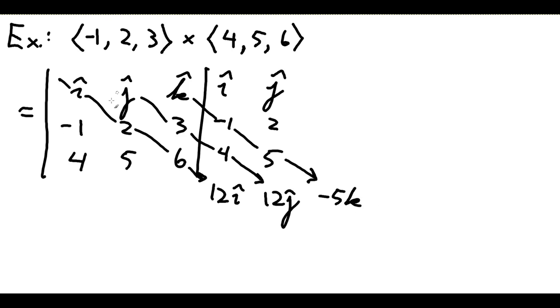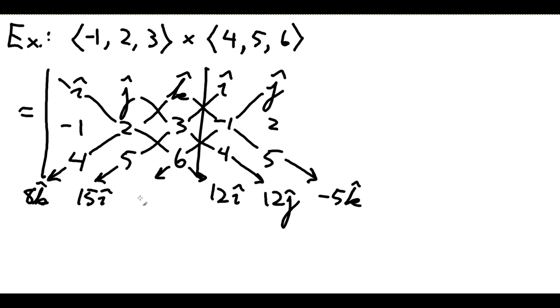For the back diagonals, we need the diagonals that are a full 3 terms. So we have k times 2 times 4 gives us 8k. I keep forgetting my hats and my k's. i times 3 times 5 is 15i. And j times negative 1 times 6 is negative 6j. Those are just a bunch of little notations here.